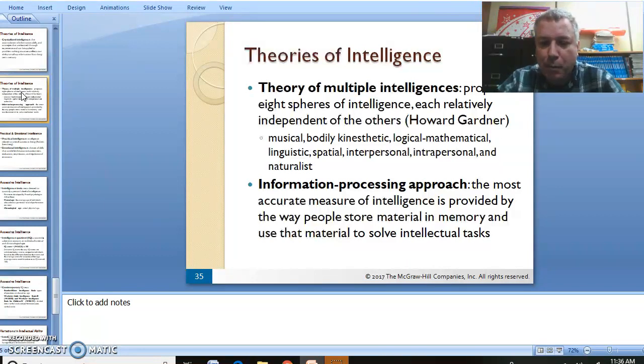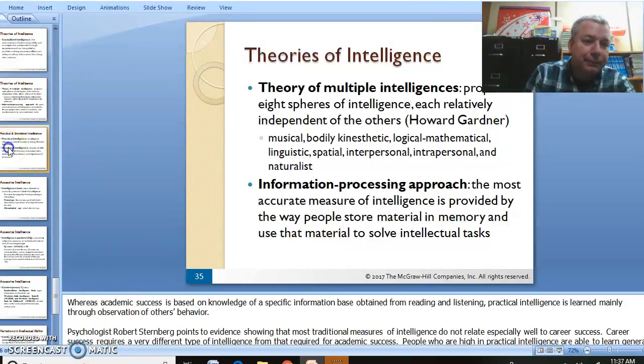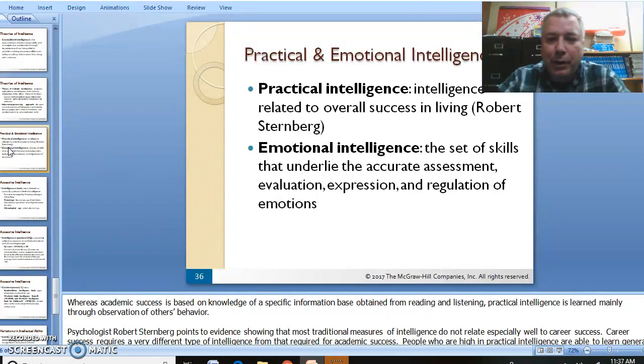An information processing approach, basically gauging our memory and understanding of things by getting information out from them. Practical intelligence, like street smarts. You just know not to be dumb or not to fall for things. Being able to function day to day. Alright, emotional intelligence: being able to read other people's faces, their emotions, understand empathy, to understand your own emotions, and to be able to evaluate your own emotions and what you're feeling.